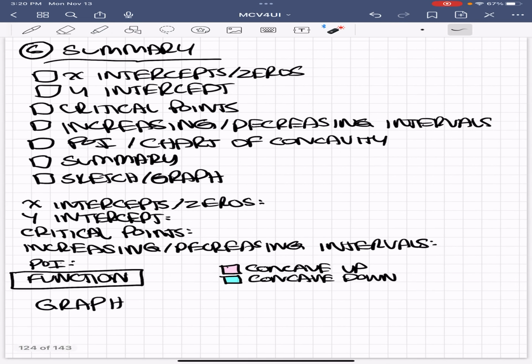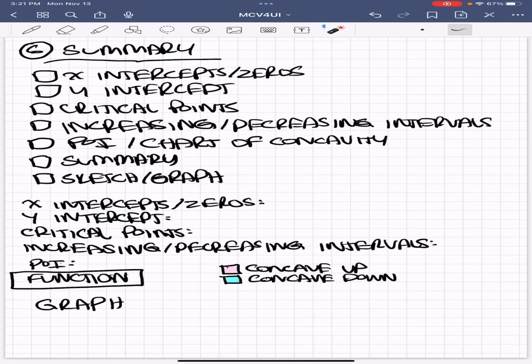The summary, so different parts. In order to complete curve sketching questions, you'll need x-intercepts, y-intercepts, critical points, increasing or decreasing intervals, POI and chart of concavity, a summary, and a sketch and graph. And I also recommend you do a checklist like I do.